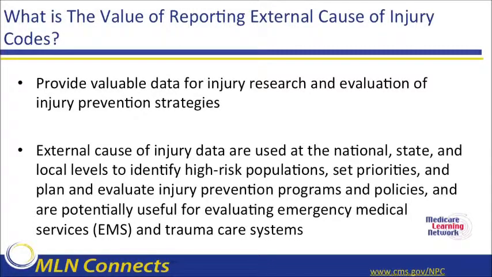External cause of injury data are used at the national, state, and local levels to identify high-risk populations, set priorities, and plan and evaluate injury prevention programs and policies, and are potentially useful for evaluating emergency medical services and trauma care systems. Collection and ready access to complete and reliable external cause of injury data are important for data-driven decision-making on public health policy and priority setting at the federal, state, and local levels.